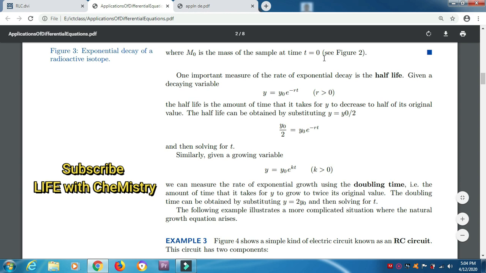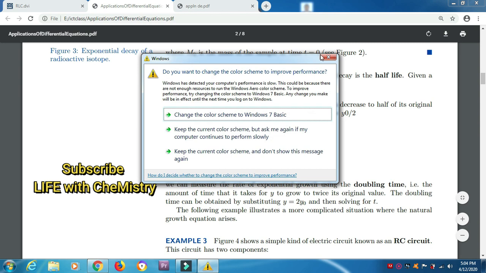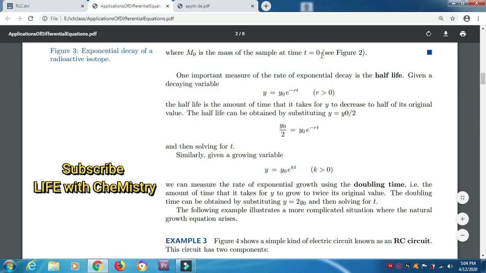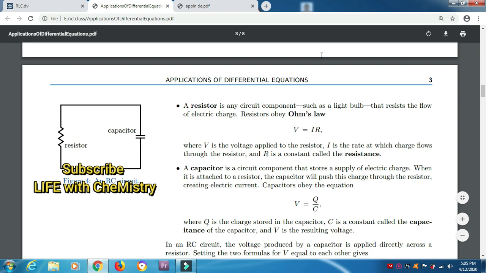Next we go to an application of differential equations in physics. Here we consider a simple electric circuit, that is an RC circuit. There are two components: the first one is a resistor and the second one is a capacitor. First, what is a resistor? A resistor is any circuit component, such as a light bulb, that resists the flow of electric charge. This resistor obeys Ohm's law.